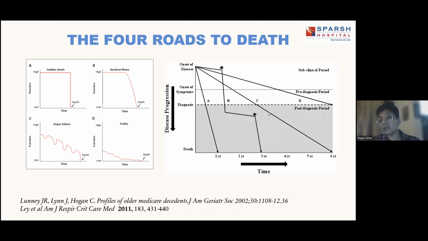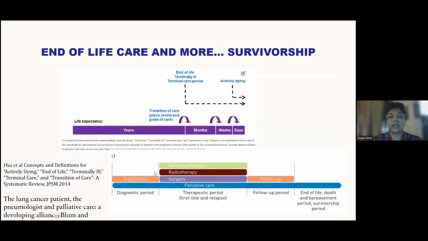Or it can be a slow progression when you have a chronic lung disease: asthma, bronchiectasis, COPD, and ILD with exacerbation. So these are the kind of trajectories that we may have as the roads leading to death. And it's important that we know that these are the possibilities.